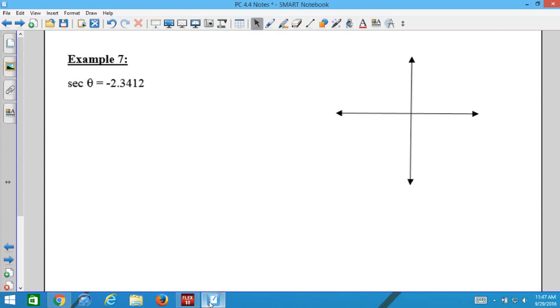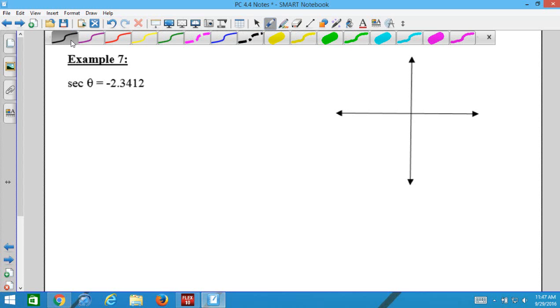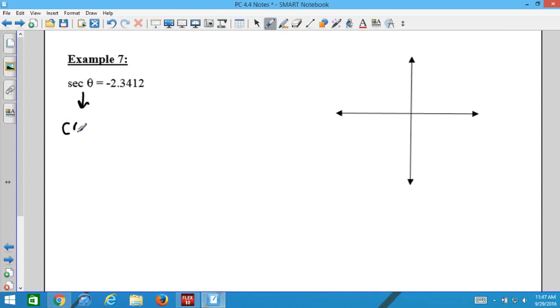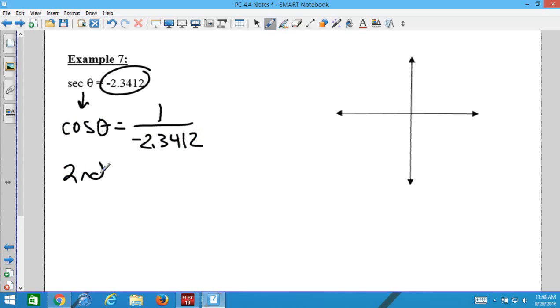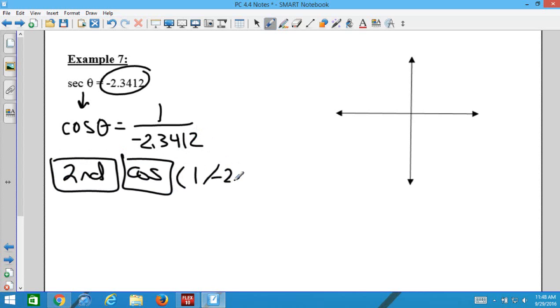For the second one, it's secant, but there is not a secant button. So we need to think like cosine. So cosine is the reciprocal of this number. So I do 1 divided by negative 2.3412. So then we do second cosine, and then 1 divided by negative 2.3412. That's what you type in.